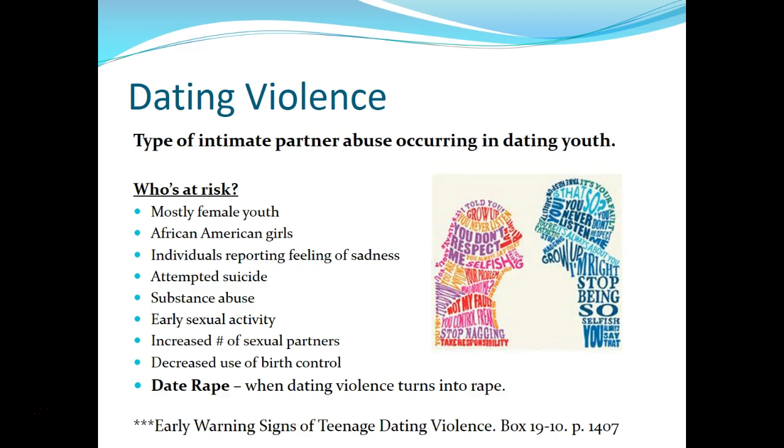Another thing that we talk about whenever we think of safer sex practices is dating violence. And this has become a really big issue in the adolescent community, teenagers, college students as well. It's a type of intimate partner abuse, and it occurs with dating youth. So who's at risk? And it's mostly female youth. Mostly African American girls are at the greatest risk for intimate partner abuse or dating violence.